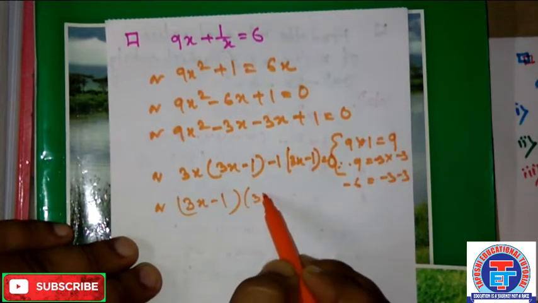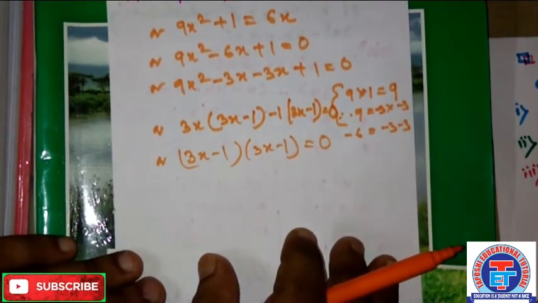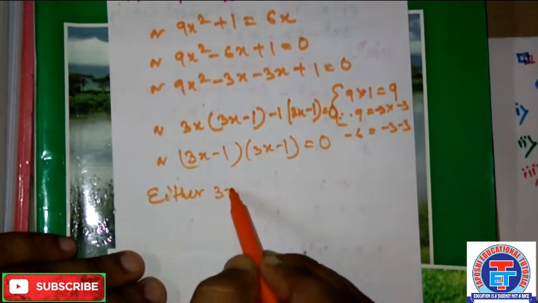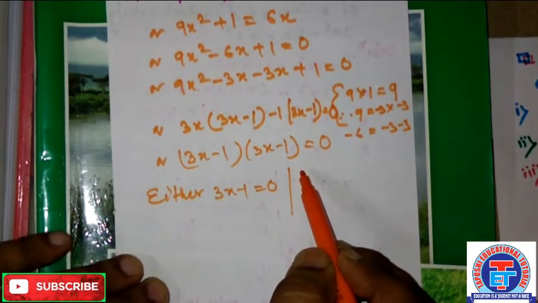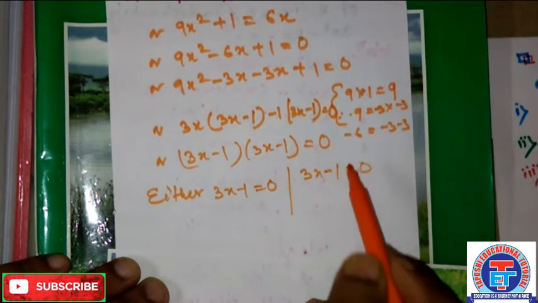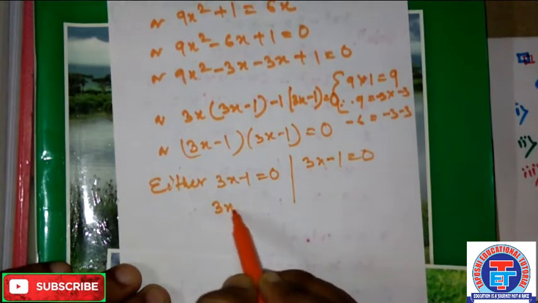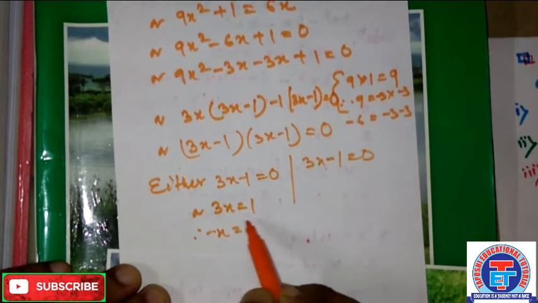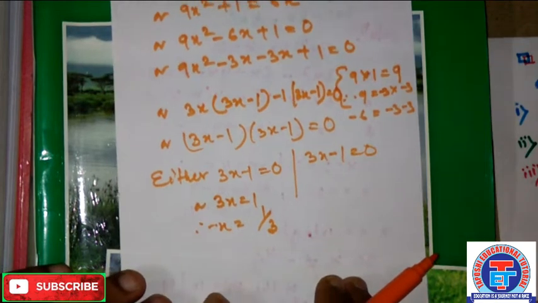And 3x minus 1 is equal to 0, right? So either 3x minus 1 is equal to 0, or we can write this one, 3x minus 1 is equal to 0. Now solve this equation: 3x is equal to 1, therefore x is equal to 1 by 3, right? x is equal to 1 by 3.